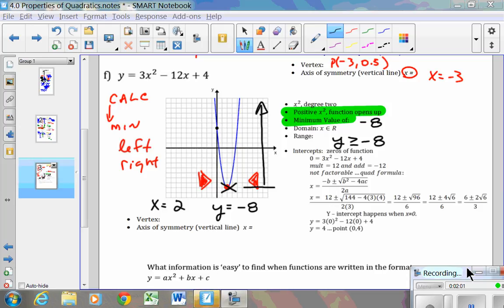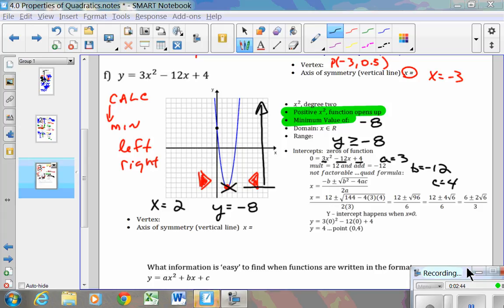Algebraically, I try to start off by factoring 3x squared minus 12x plus 4. I realize that nothing multiplies to give me +12 and adds up to -12, so it's not factorable. So I know that I can always rely on my quadratic formula to find an exact answer. I wrote down what it is, negative b plus or minus the square root of b squared minus 4ac all over 2a. I go back to my equation. My a value is 3, my b value is -12, and my c value is +4.